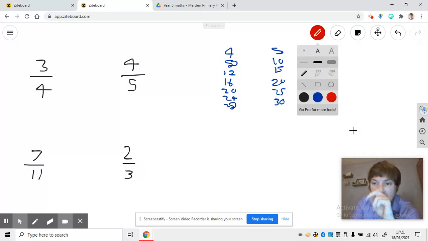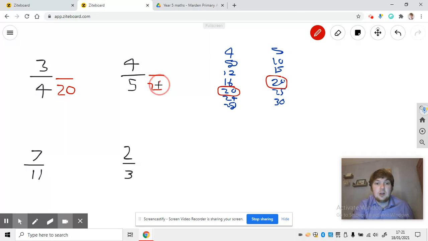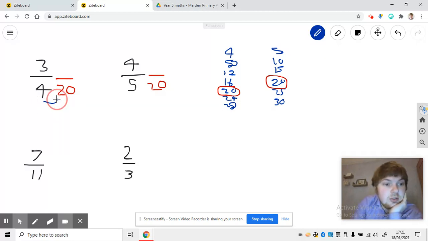What I now need to identify is, do I have a common multiple between those two? And instantly I can see I have 20 here and I have 20 here, which means I'm going to make both of these fractions out of 20, because I can convert both to have that common denominator. So now we need to consider, what do I do to each? So if we look at 4, well, from 4 into 20, I multiply by 5. So whatever I do to my denominator, I do to my numerator. So 3 multiplied by 5 is 15.